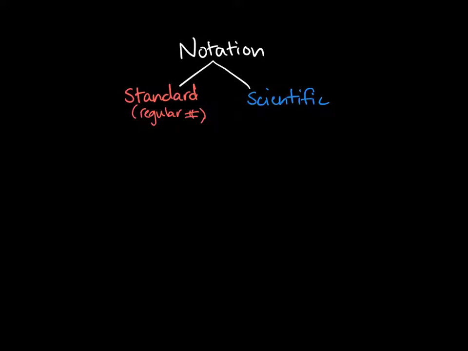We're going to talk about scientific notation. For starters, we often see two different types of notation. Standard notation, which is just a regular number the way we're used to seeing it most of the time, and scientific notation.